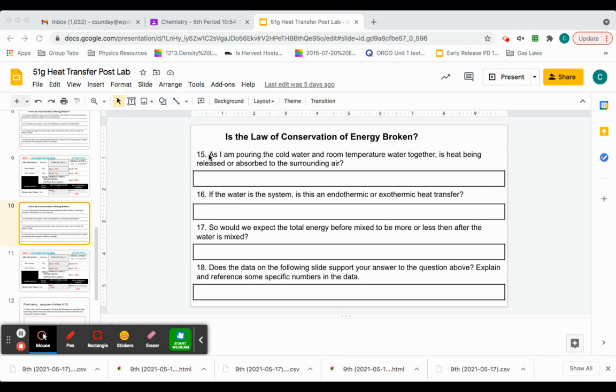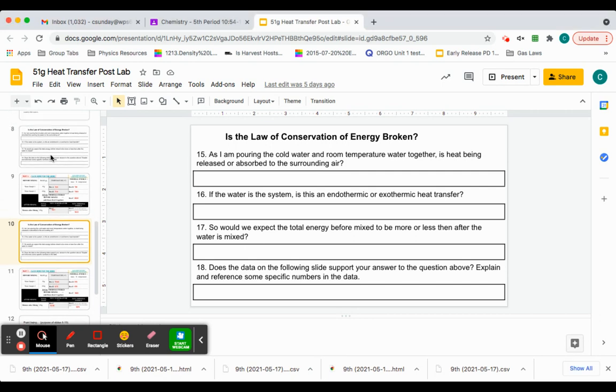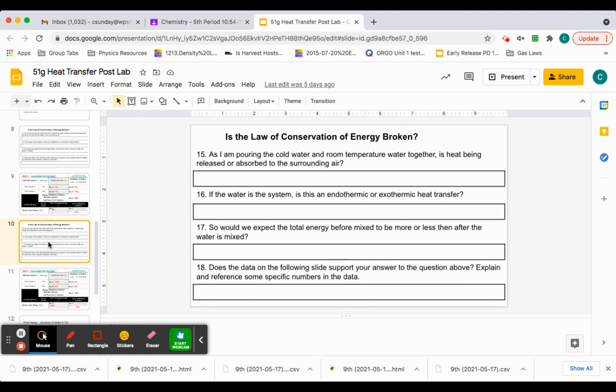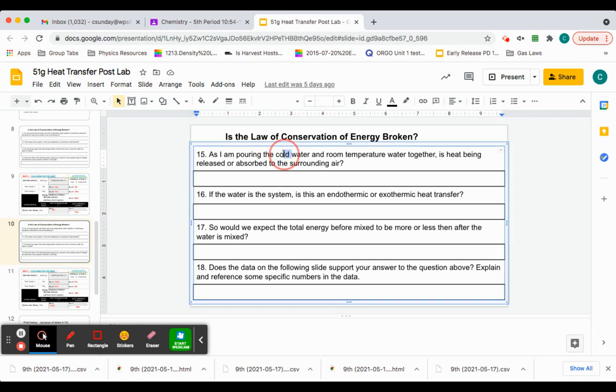So question 15 here is pretty similar to question 11 on slide 8. But now question 15 is as I am pouring the cold water and room temperature water together, is heat being released or absorbed to the surrounding air? So the last one we looked at was hot water. Now we're looking at cold water here.